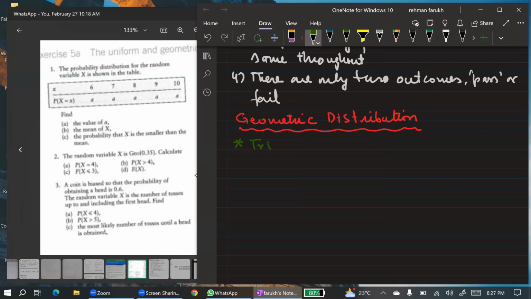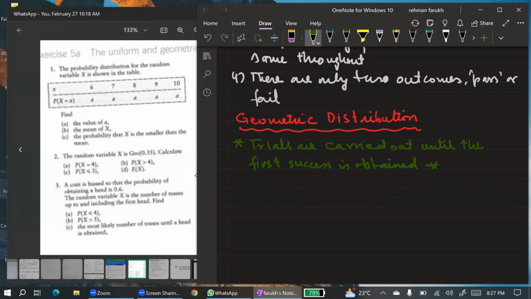Trials are carried out until the first success is obtained. This one is the condition of the geometric distribution. Key condition of the geometric distribution.